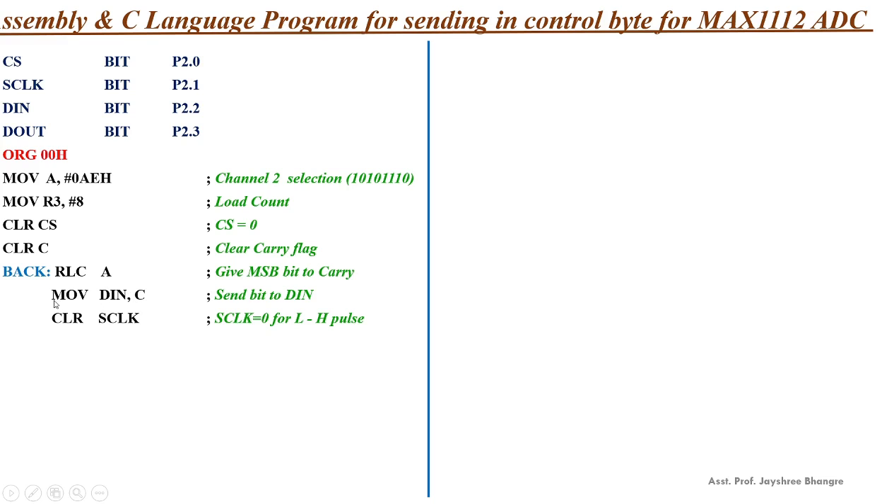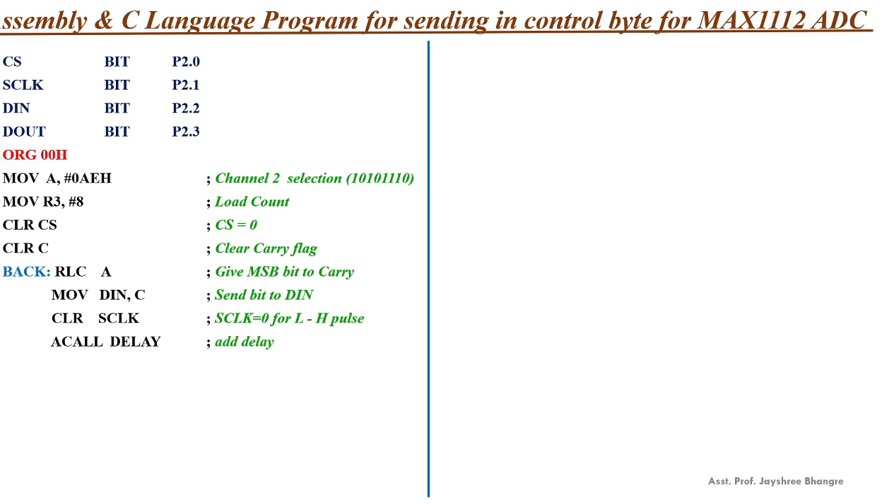That means using the instruction MOV DIN, C, we send the bit to DIN, that is the MSB bit to DIN. And to send this bit we require a clock pulse. So here we are giving the clock pulse, clear SCLK. So here we are actually sending a low to high pulse.